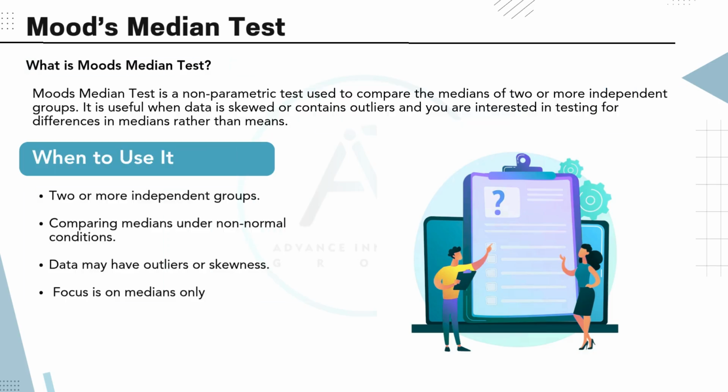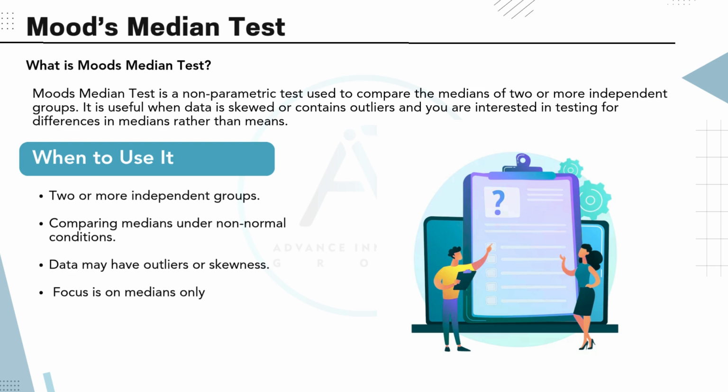This slide introduces Mood's median test, a non-parametric test used to compare the medians of two or more independent groups. Unlike parametric tests that assume a normal distribution, Mood's median test is ideal for data that may be non-normal, skewed, or contain outliers. Let's highlight when you would use this test.